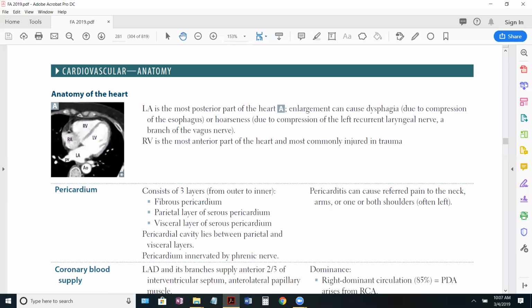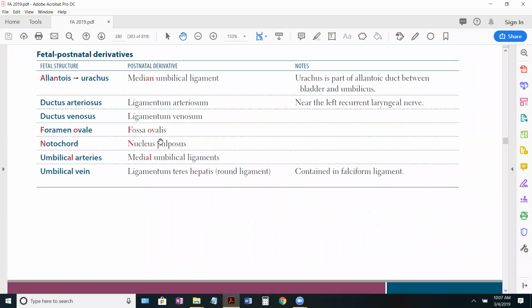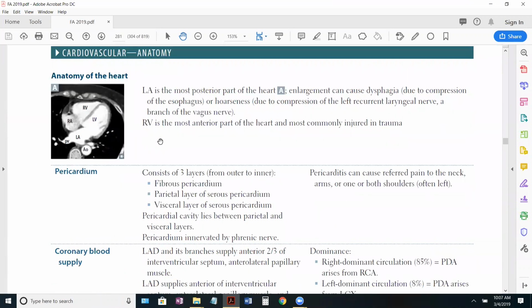Cardiac anatomy. Is that okay? Because I am skipping the embryology part right now. Okay, that's fine.